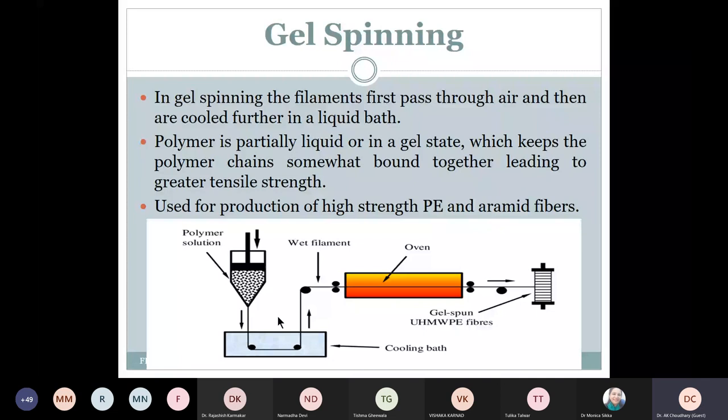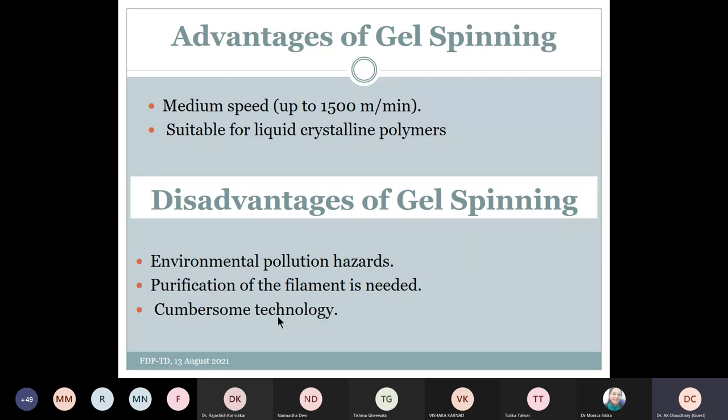The advantage: medium speeds, up to production of 1500 meters per minute, and it is suitable for liquid crystalline polymers. Disadvantages: the environmental pollution hazard is more in gel spinning, and purification of the filament is needed.